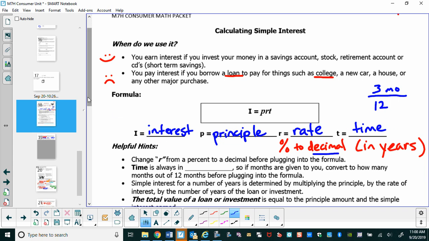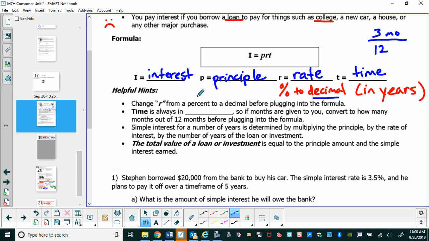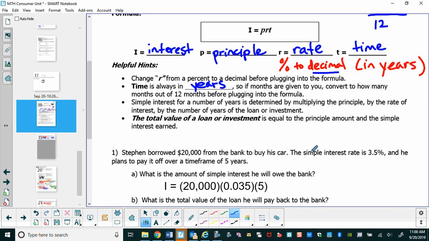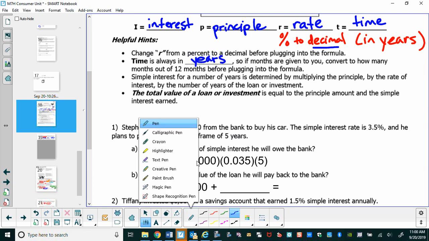So again, here are your reminders, helpful hints. You're always going to change R, the rate, from a percent to a decimal before plugging it into your formula. Time is always going to be in years. Even if it mentions months in the problem, we'll convert it over to parts of the year. So if months are given, convert it like it says. Simple interest for a number of years is determined by multiplying the principal by the rate by the amount of time that it's going to be either invested or borrowed. The total value of the loan or the investment is equal to the principal, the starting amount, plus the interest earned or owed. So let's walk our way through this first example now.